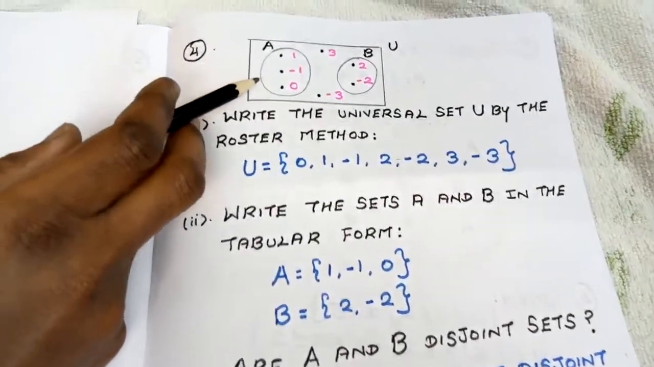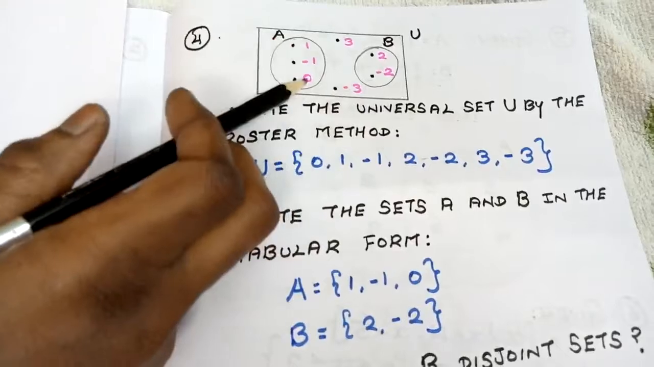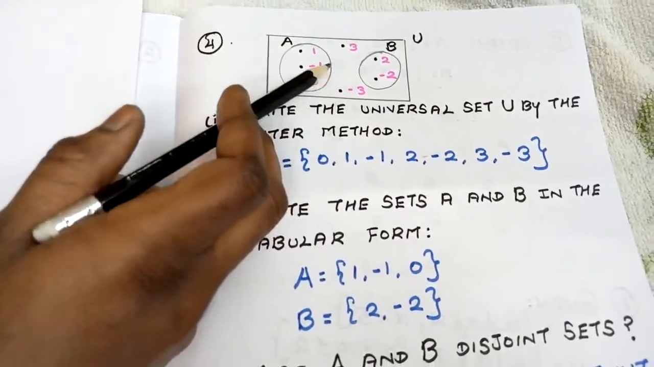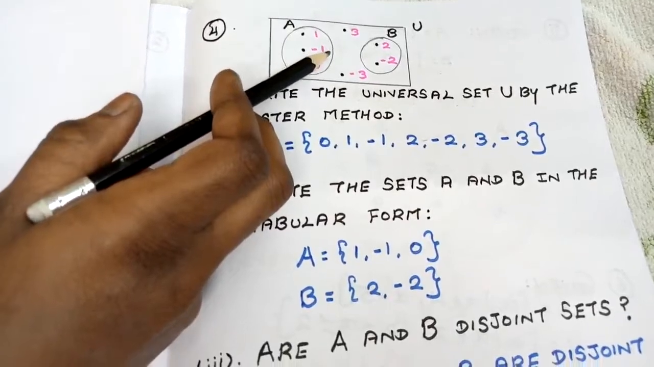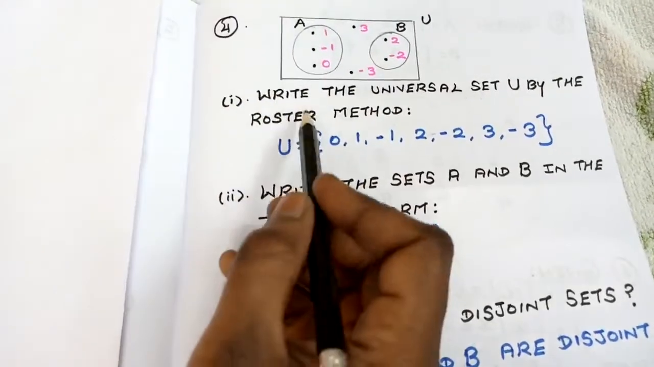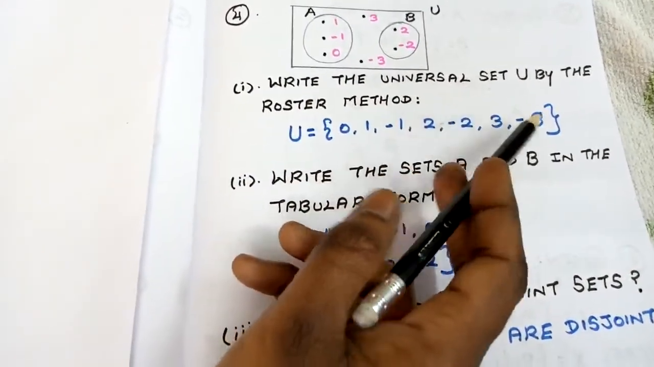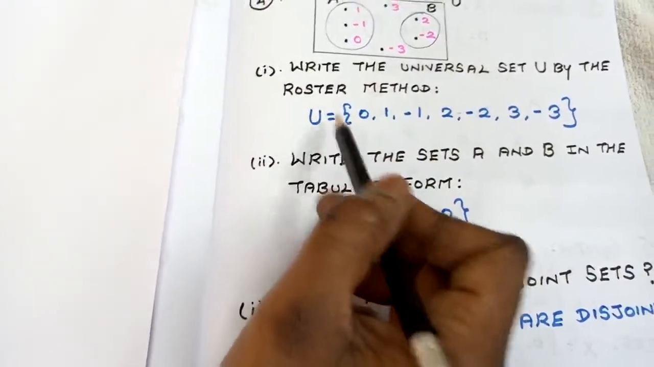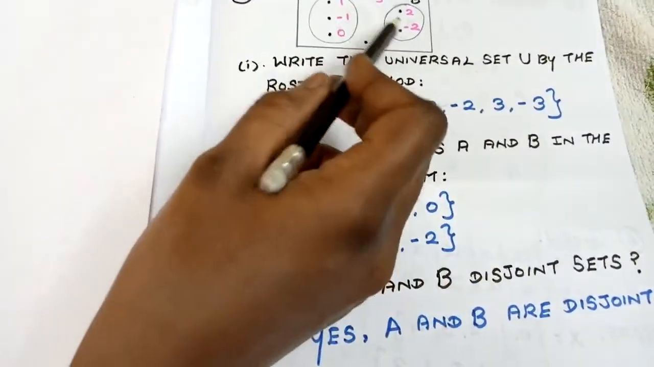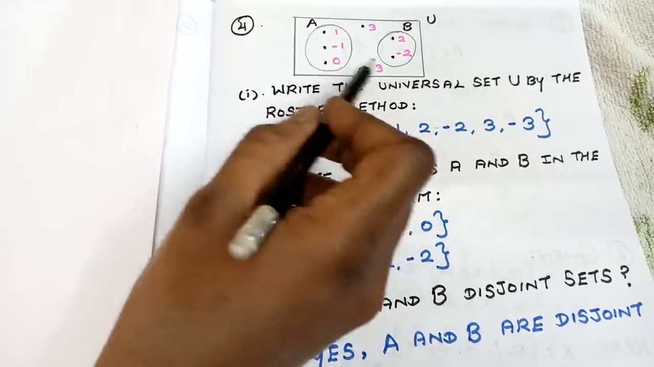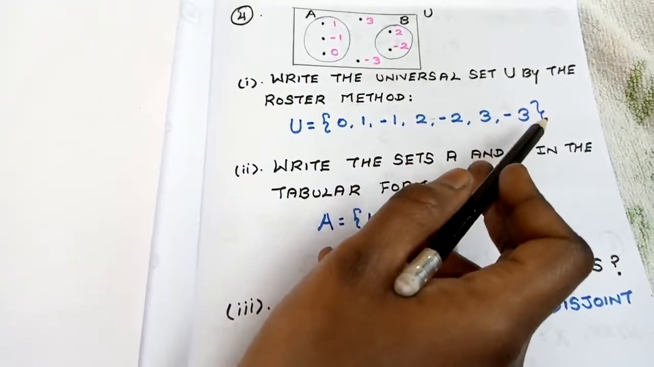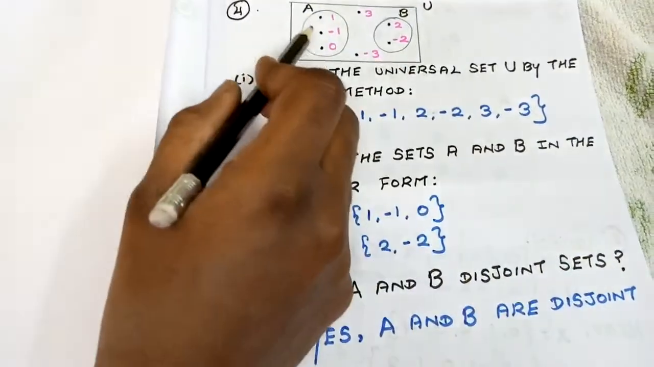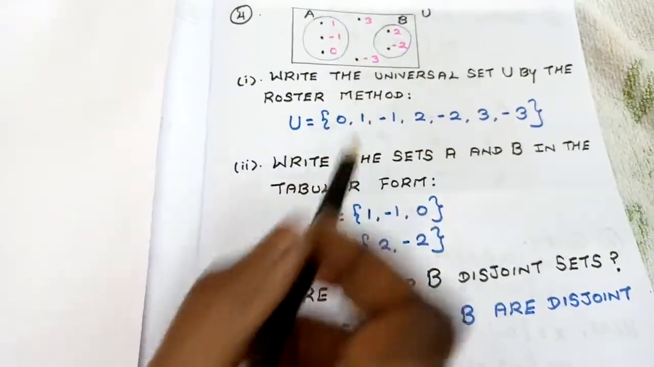We are having set A, set B and the universal set. If you see, these two sets are not overlapping, that is, they are not connecting with each other, which means there is no common element. Write the universal set U by the roster method. Universal U means whatever numbers I am having here, all the numbers I am going to write in this place. That is a concept. Universal means overall, all the elements present in the figure, you have to write here.